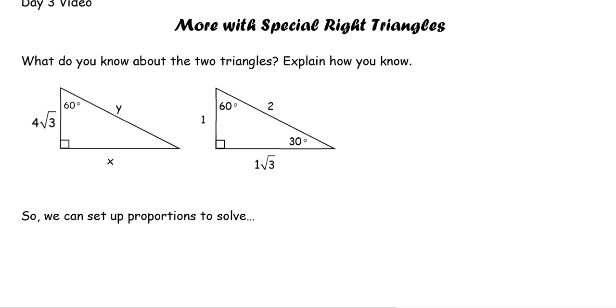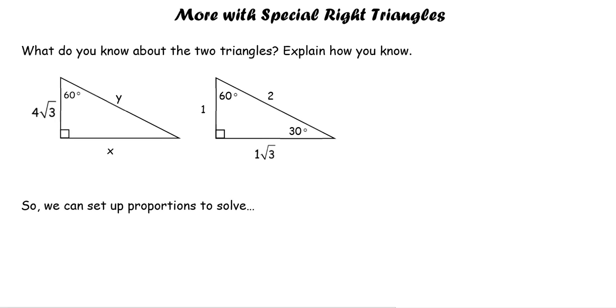Right, today we're going to be looking at more with special right triangles. We're going to look a little bit deeper, a little bit harder. So what do you know about the two triangles that we're looking at? Explain how you know. When I look at these triangles, I see a right angle, I see a 60, which means this has to be a 30. I see 60, I see 90, I see 30. When I look at the angle measures, I realize that they are similar triangles.